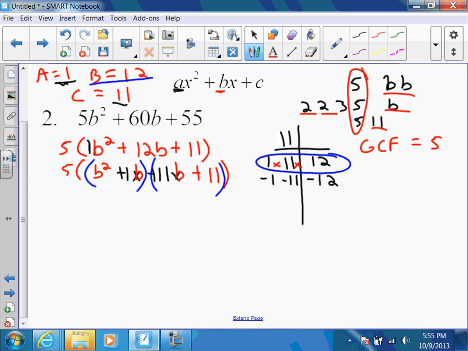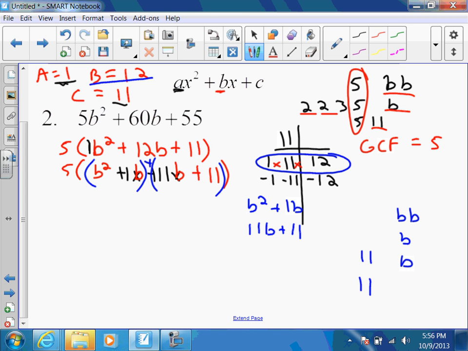So now I want to factor b squared plus 1b. Doing a prime factorization, b squared is b times b. 1b is b. I'm going to do 11b plus 11. 11's prime. So we have 11 times b and 11. Anything the same in all 4 rows? No, it's not. Split it in half.